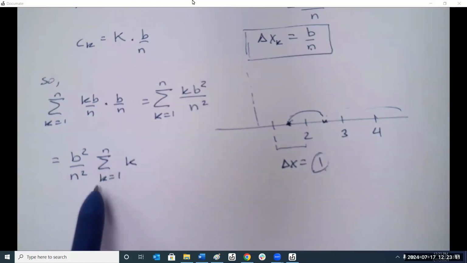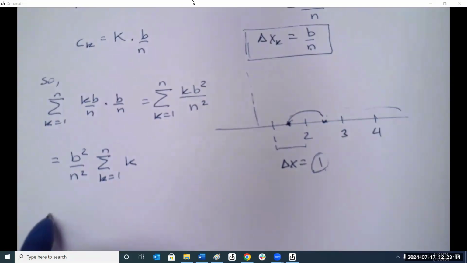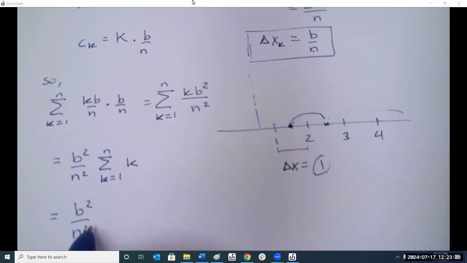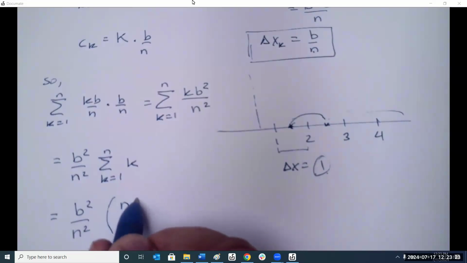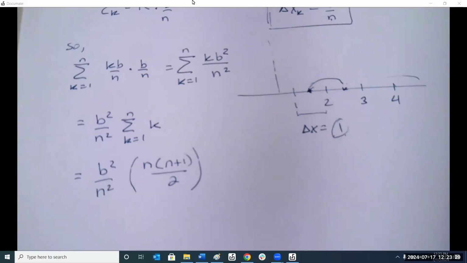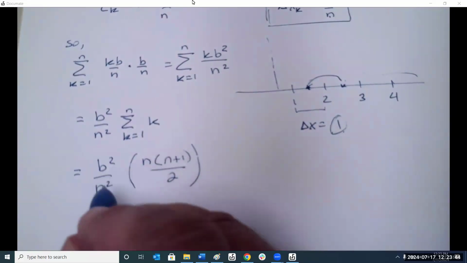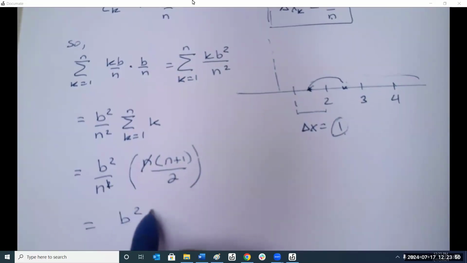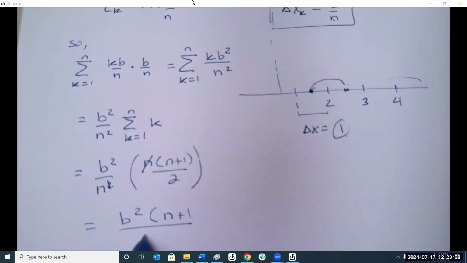Well, that brings us now to what's the summation of k? We did those yesterday. The summation of k is n times n plus 1 over 2. So we can cancel one of these n's out. So we have b squared times n plus 1 over 2n.